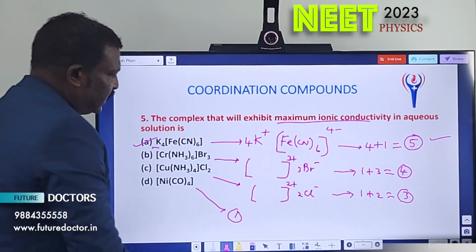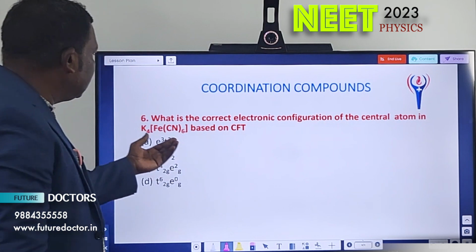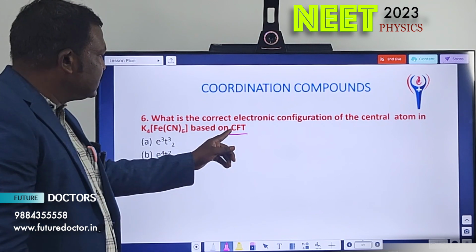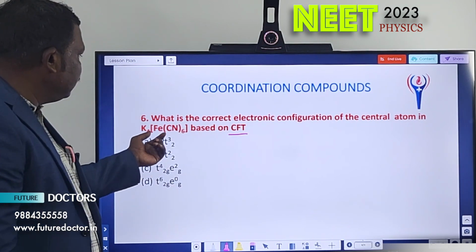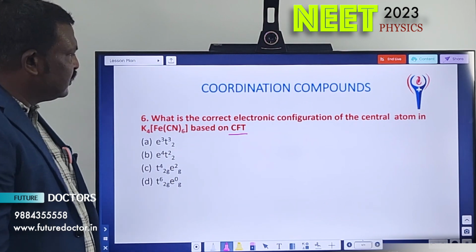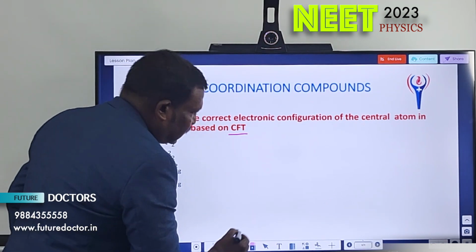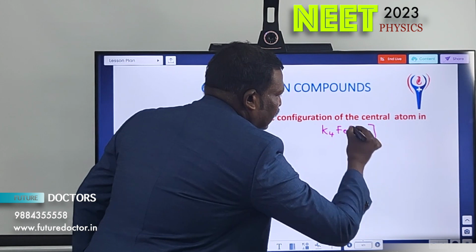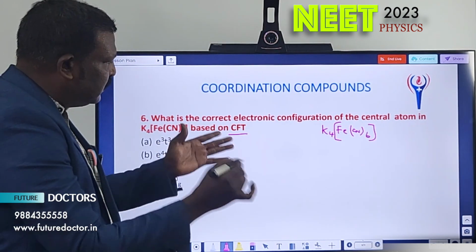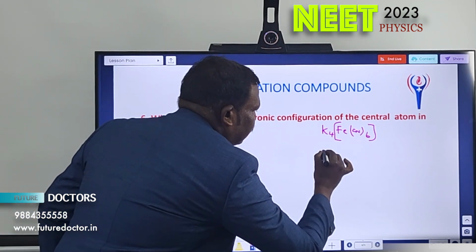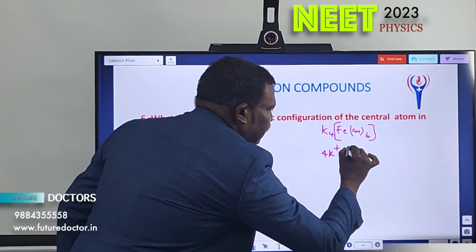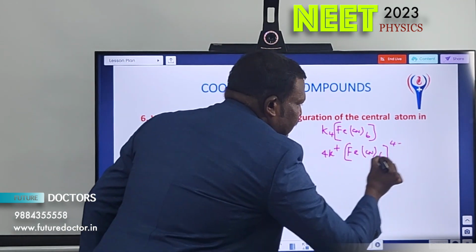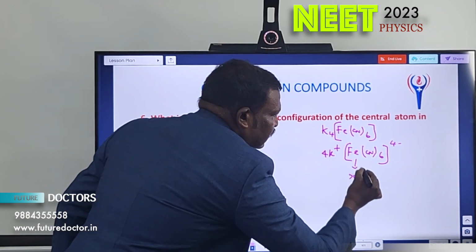Understood? Right. Next one. What is the correct electronic configuration of the central atom in K4[Fe(CN)6] based on what theory? CFT theory. CFT means crystal field theory. So based on crystal field theory, we have to find out the configuration. First of all, you take the compound, potassium ferrocyanide, K4[Fe(CN)6], isn't it? Then as usual, I told you, just split the compound and find out the oxidation state. K4 means 4 K plus and [Fe(CN)6]. 4 plus means 4 minus. Then as usual, find out the oxidation state. How to find X? Then one side and minus 1.